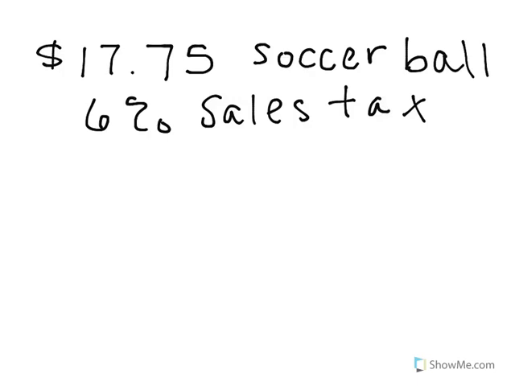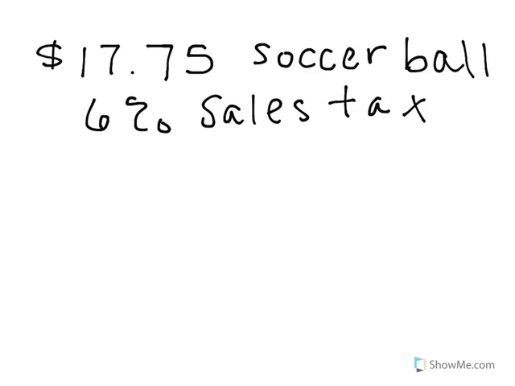So this lesson is focusing on finding sales tax and discount prices. The first example we are going to do is finding a price that includes sales tax. So for example, if I'm going to the store and I want to buy a soccer ball that costs $17.75, I always have to factor in a sales tax.